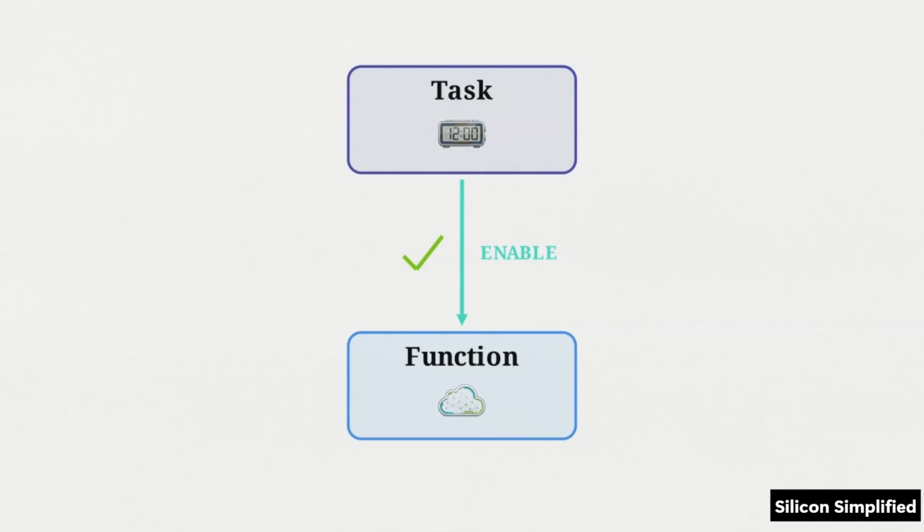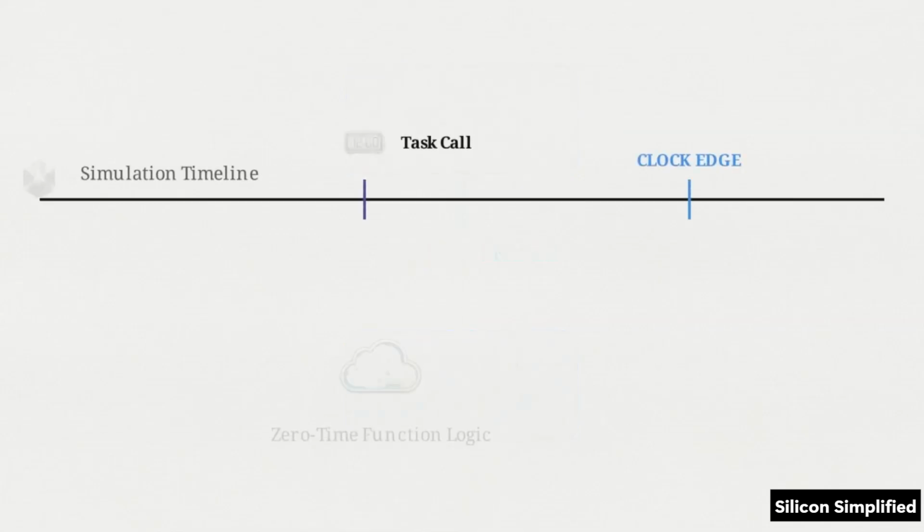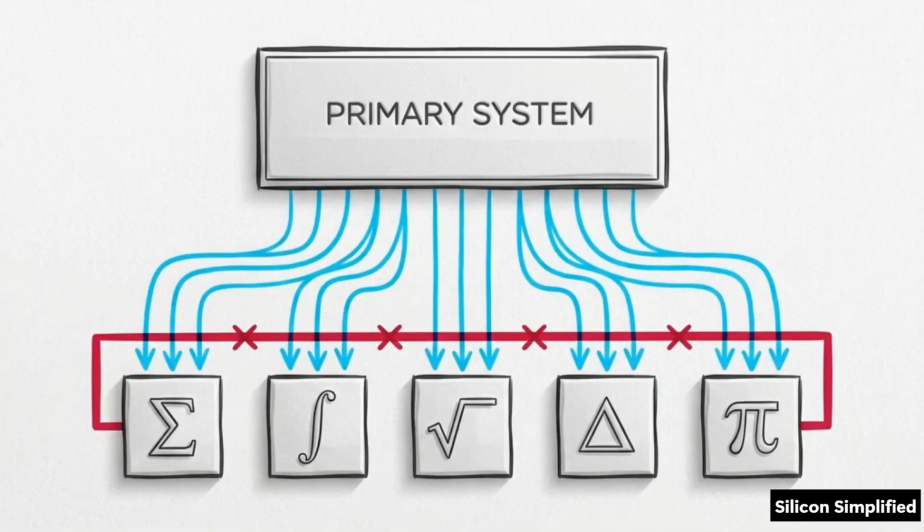The task simply pauses its timeline progression, evaluates the instantaneous combinational logic of the function, retrieves the result, and then resumes waiting for its next scheduled clock edge. Temporal constraints dictate a one-way hierarchy. Time-consuming containers can utilize instantaneous math, but instant math cannot wait for time.